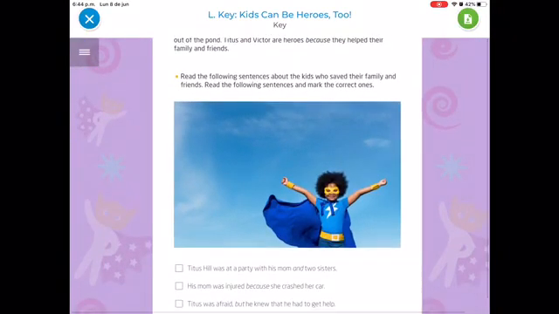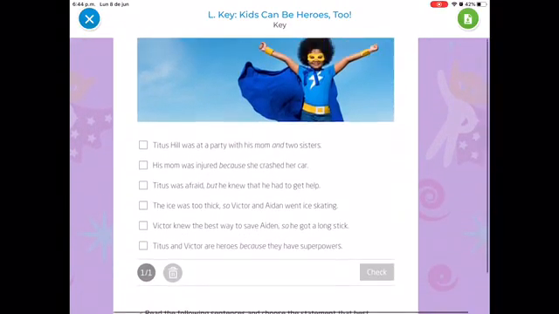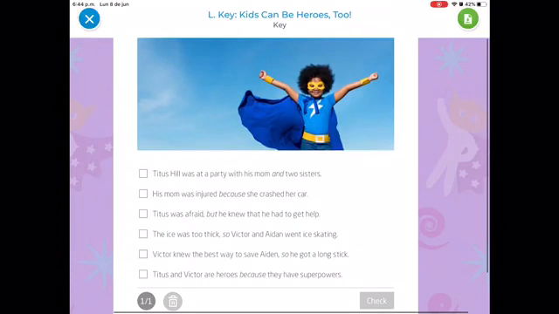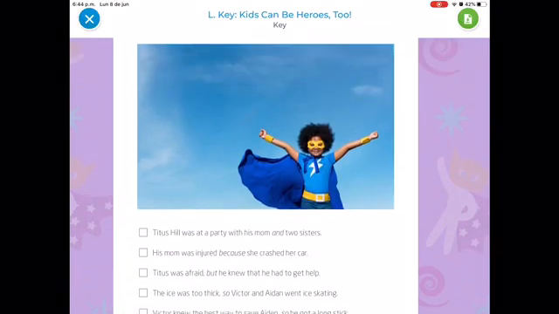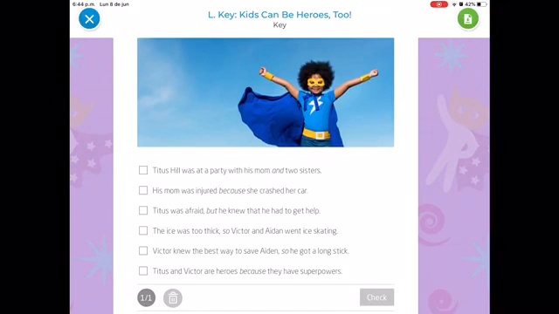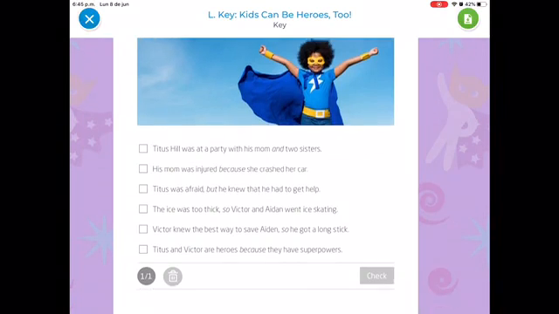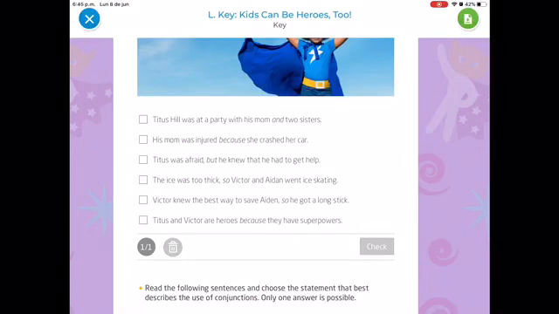Read the following sentences about kids who save their family and friends. Read the following sentences and mark the correct ones. Titus Hill was at a party with his mom and 2 sisters. Is that correct? Okay. If you have your key with you, you may check on it, okay? His mom was injured because she crashed her car. Is that correct? If you have your key, just check on it. If you say yes.